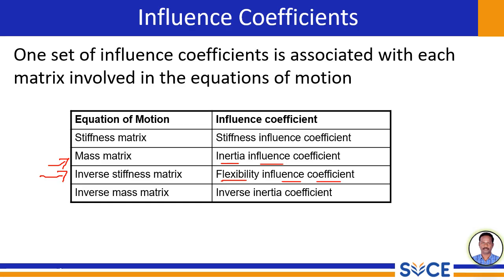At last, we have the inverse mass matrix. The influence coefficients associated with the inverse mass matrix are called inverse inertia coefficients. These relate accelerations to the applied force. In the upcoming slides, we will delve deeper into understanding and calculating these different types of influence coefficients, starting with stiffness and flexibility influence coefficients as they are most commonly used in vibration analysis.